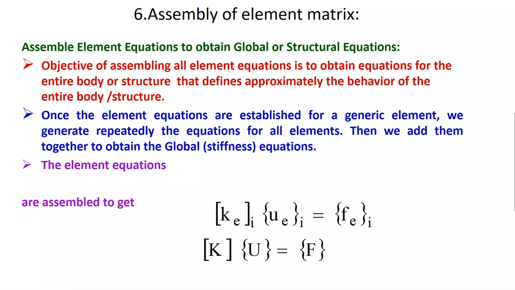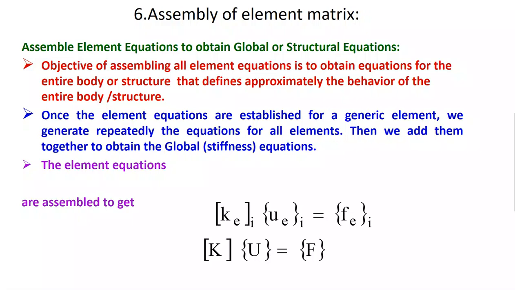Once the element equations are established for a generic element, we generate the equations of all the elements repeatedly. Then we add them together to obtain the global equations. We can derive the equation for a single element. That equation will be repeated for all other elements to calculate the values. Then finally, all the element equations are combined together to form the global equations.